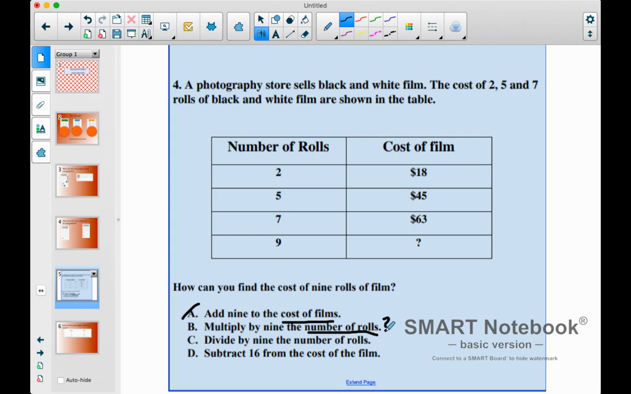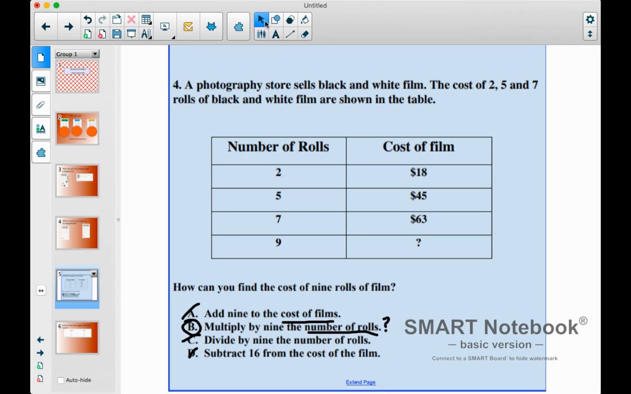So far, the rule works for all the numbers, but we want to make sure we eliminate the other ones so we know we're correct. C says to divide the number 9 by the number of rolls. So if I take 2 and I divide by 9, I'm going to get 2/9. I'm going to get a fraction. So that one would not be correct. And then D says subtract 16 from the cost of the film. So in the case of the first one, 18 minus 16 does give me 2. But when I do 45 minus 16, I do not get 5 because 45 minus 40 is 5. So that one is not the correct answer. That means that the correct answer is B.